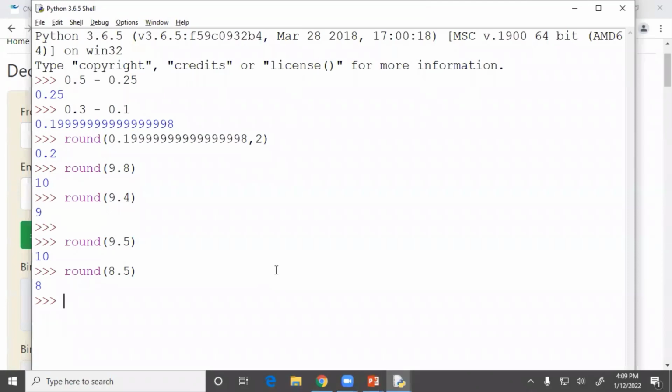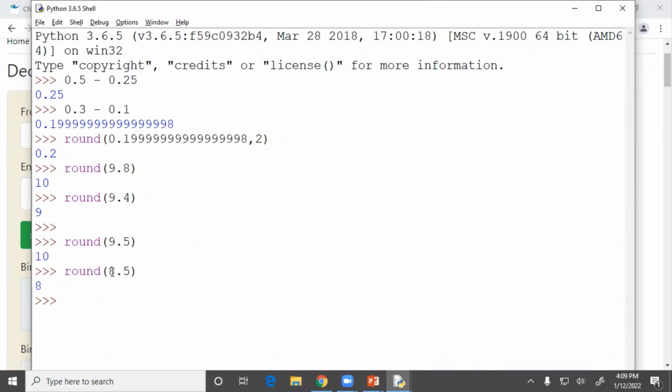So Python, when it comes to this round, looks at the number that is before the decimal point. You see this decimal point here? If I have 5, remember, if I have 6, 7, 8, it's going to go to the higher number. If I have 4, 3, 2, it's going to go to the lower number. But if I have 5, it looks at this number. Is it odd or even? Odd. It goes to the higher number. You got it?